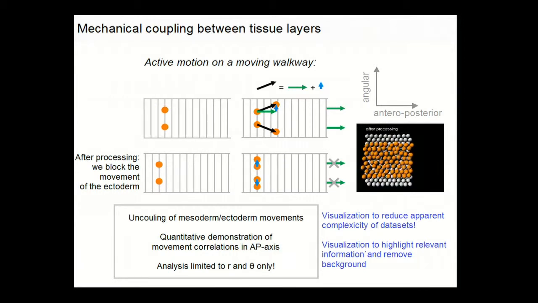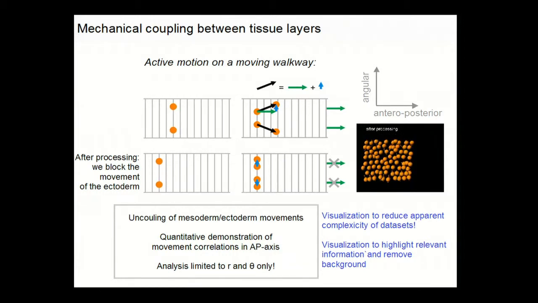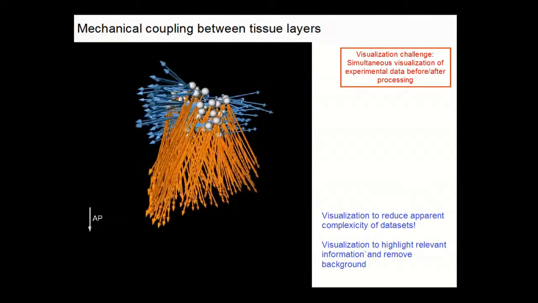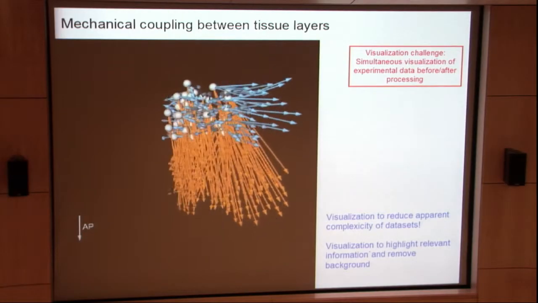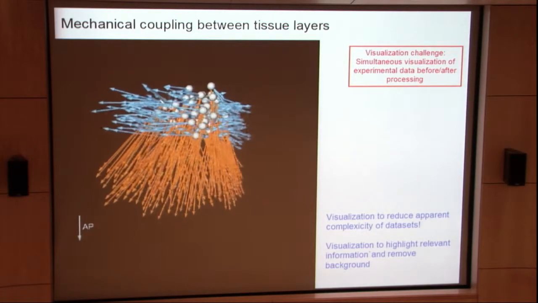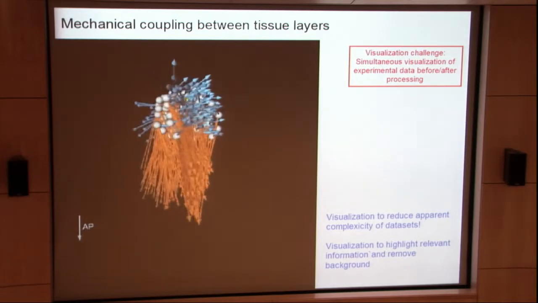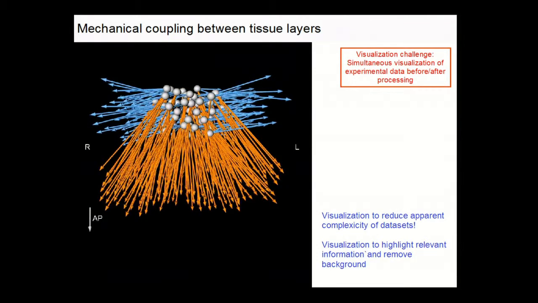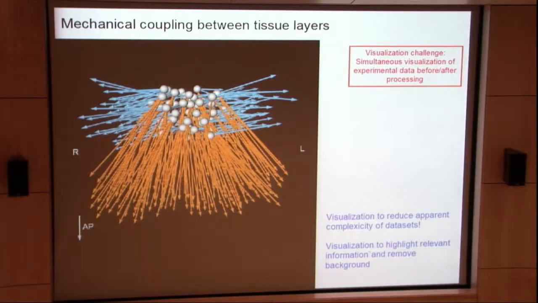And we realized this because of the visualization, because of the kind of visualization we did here. What we did here was to represent the mesoderm cells' movement before processing, so from the raw data. And then in blue here, it's the movement of the mesoderm cells when we artificially stop the movement of the ectoderm layer. So you see that you don't have any more movement in the anterior-posterior direction. So one visualization aspect was to show on the same image both the processed data and the raw experimental data.